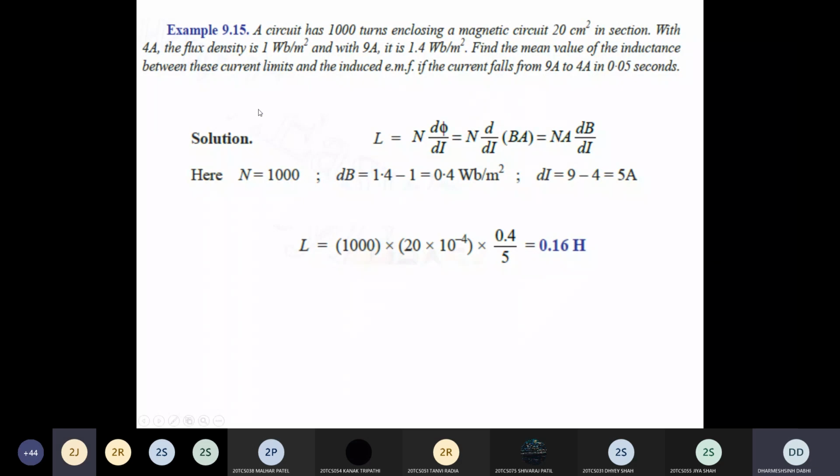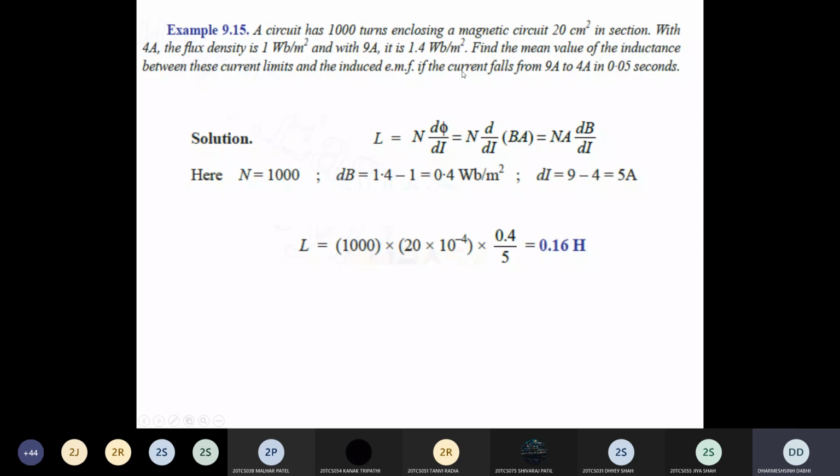Now how to find out this induced EMF? Induced EMF is L into rate of change of current, L into di by dt. So here we already found this L, 0.16 Henry.